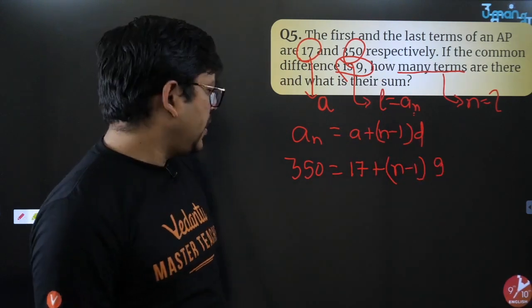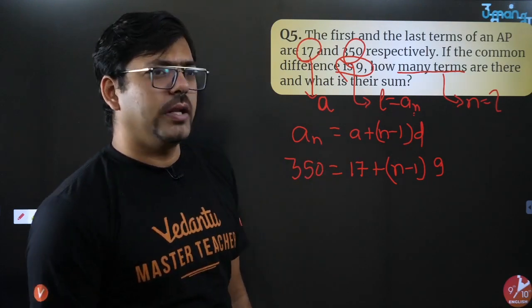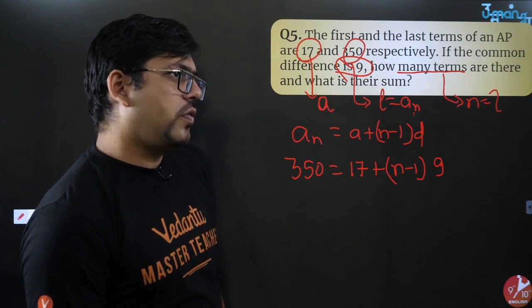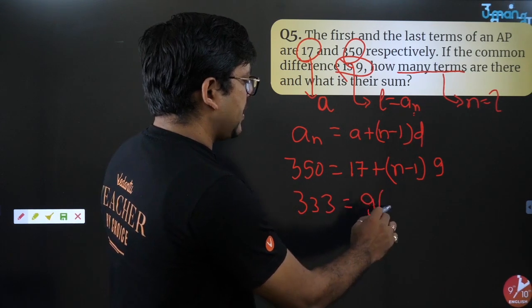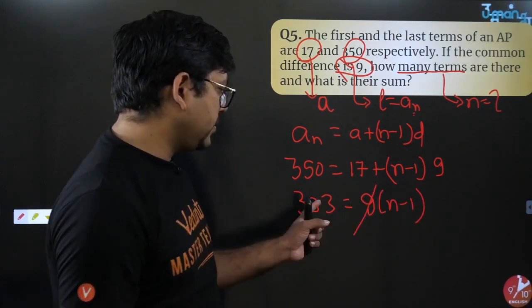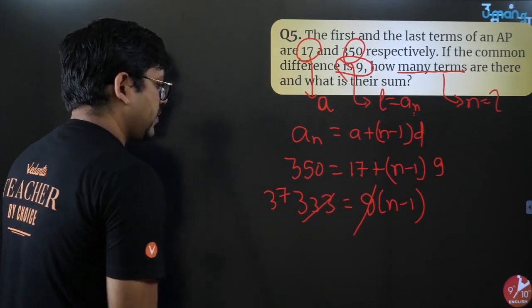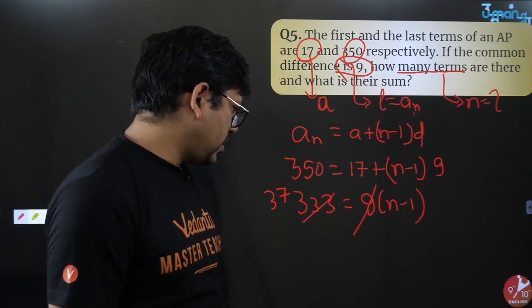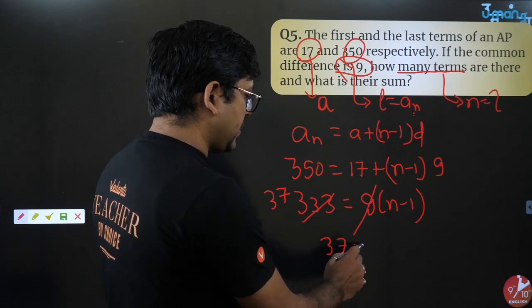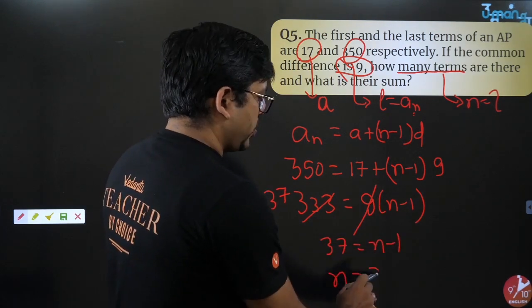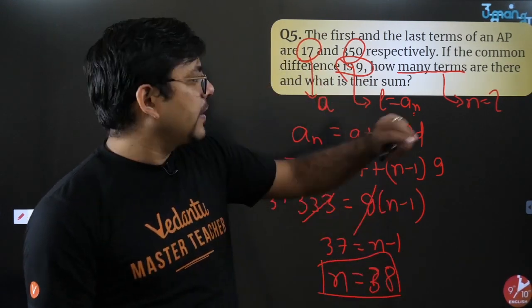So can we solve it now? I would say yeah, we can send 17 to this side. So you will get 333, if I am not wrong, 350 minus 17, yeah, 333, quite a cool number, is equal to 9 times (n minus 1). 9 will cancel in 333. So 333 divided by 9, if I'm not wrong, gives 37. Yeah, 7 9s are 63 and 27, yeah, 37. So if you have got 37 equals n minus 1, undoubtedly n is going to be 38. We got the first part, n is 38.